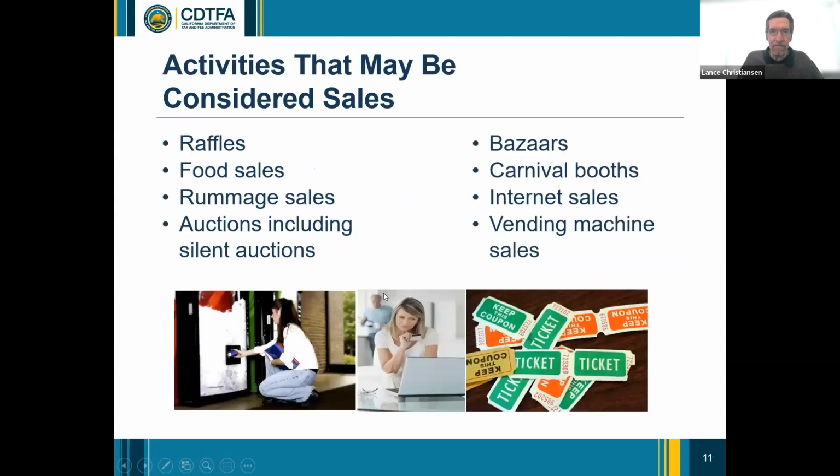So just keep that in mind as we go forward, that that's when a sale takes place, when the merchandise changes hands. All right, these are some of the activities that are going to be generally taxable for nonprofits. Yes, raffles can be, and we'll talk more about that. Food sales are pretty common, rummage sales, auctions, bazaars, carnival booths, internet sales, vending machine sales, all those have tangible personal property exchanging hands.